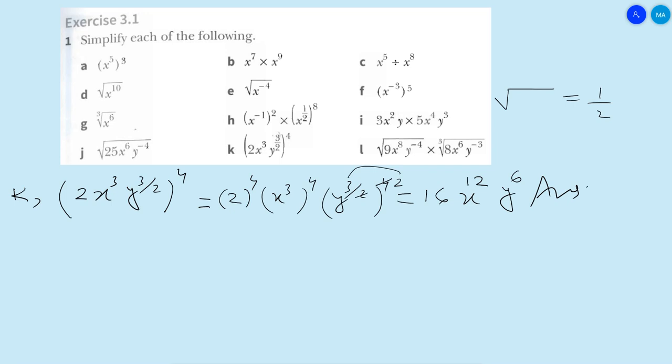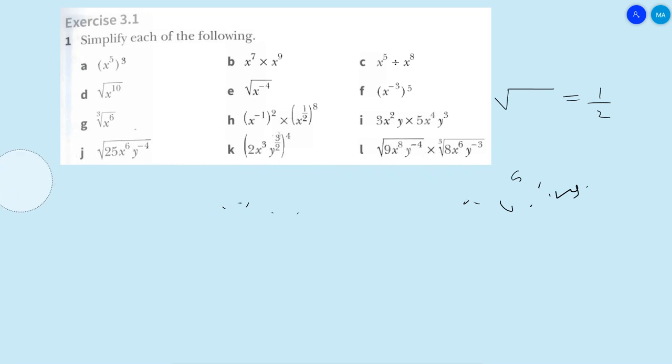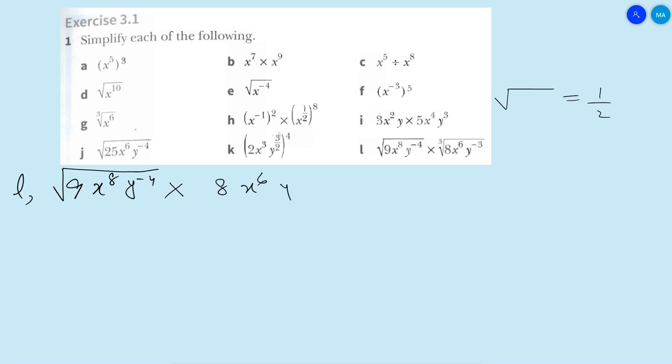Come to part L. I will make more space for part L. Part L is (9x8 y minus 4) square root multiply (8x6 y minus 3) cube root. So this is cube root and the first one is square root.